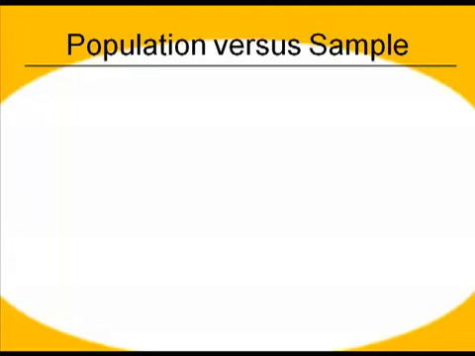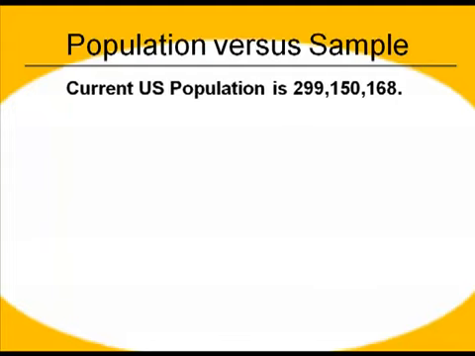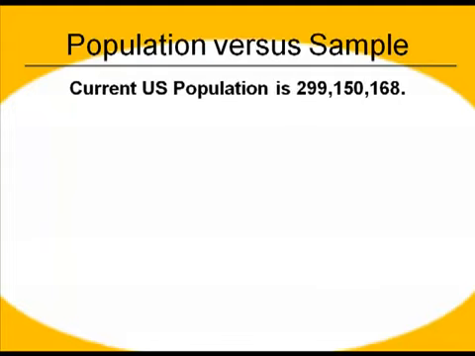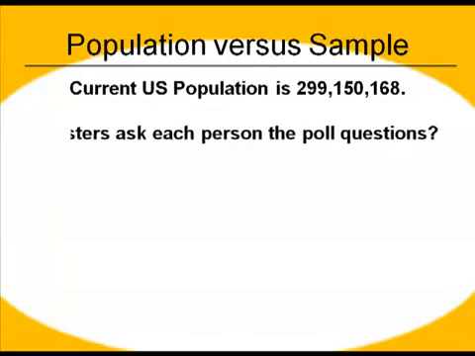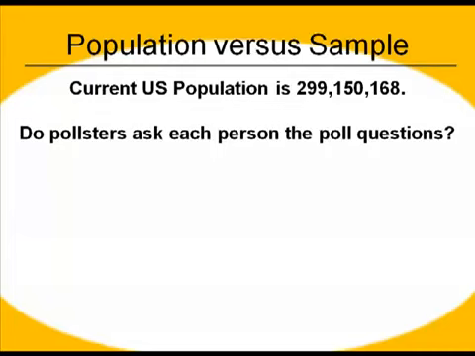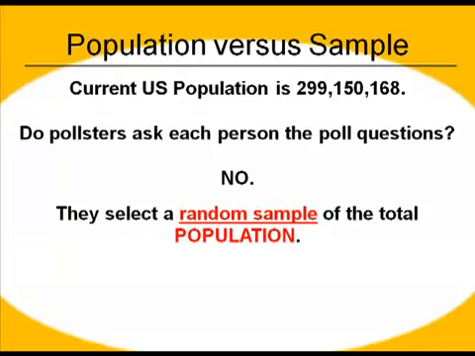So in summary of population versus sample, what we've got is, for example, the current population in the United States is roughly 299 million, or right at 300 million people. If I want to know how they feel about something, I don't have to ask each person the questions. What I can do is I can just take a sample of the population. You'll notice I use the term random sample of the population here.